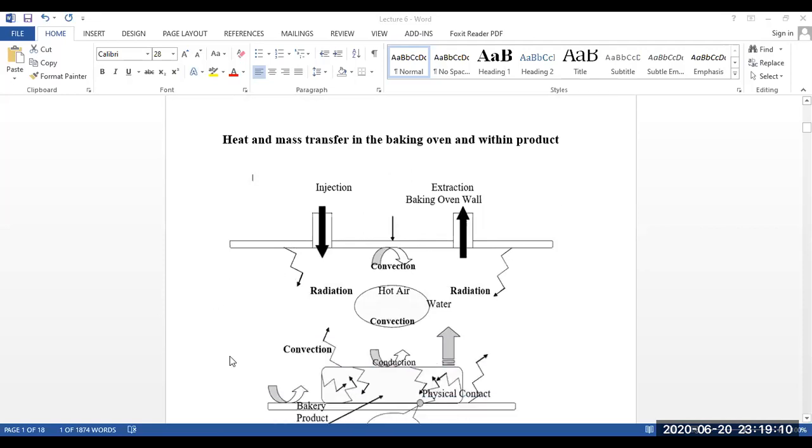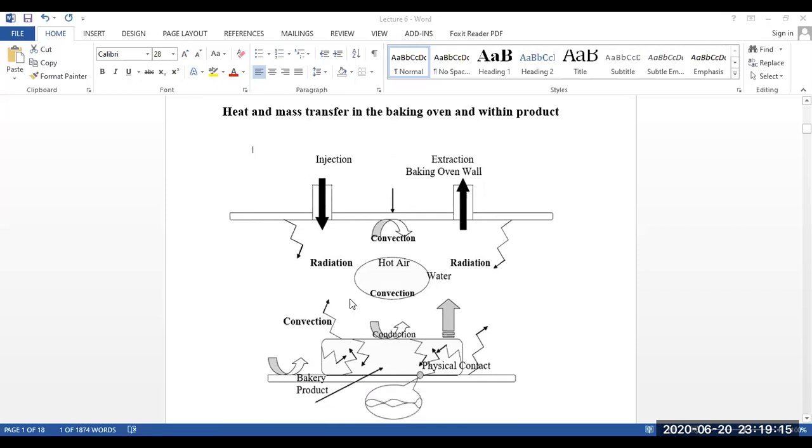So you can see this is a figure, and here you can easily see how the product and oven work. That is your oven, and that is your product. You can think of bread or cake, anything. And that is the physical contact with the oven, or you can say that is a tray of the oven.